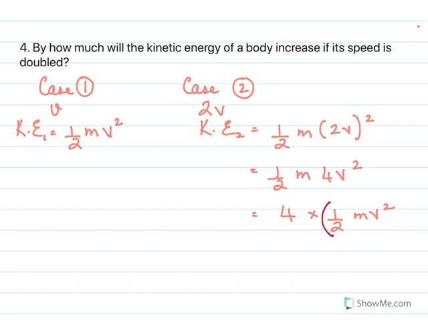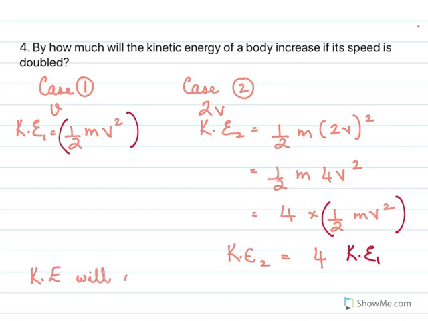But look at half mv square. It's the same as kinetic energy 1. So here I'll put kinetic energy 1. So kinetic energy 2 equal to 4 times kinetic energy 1. So the kinetic energy will increase 4 times. Although the speed is doubled, the kinetic energy becomes 4 times.